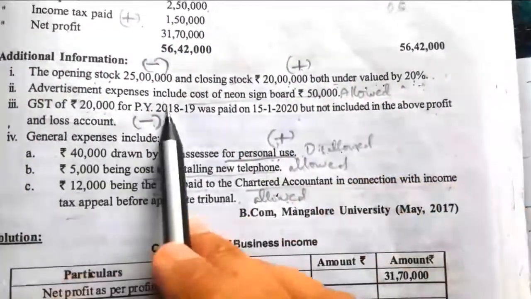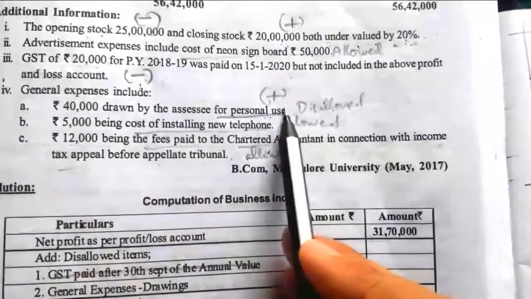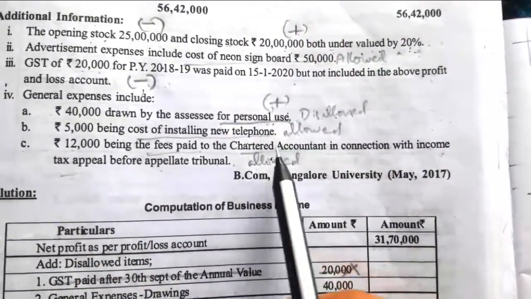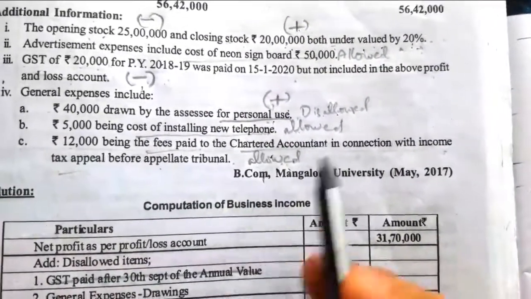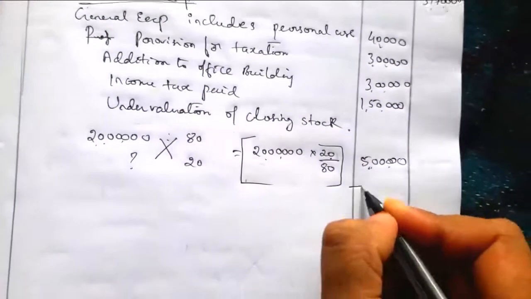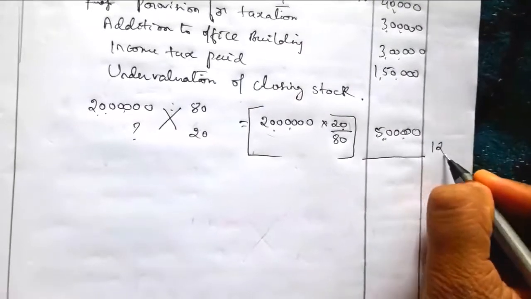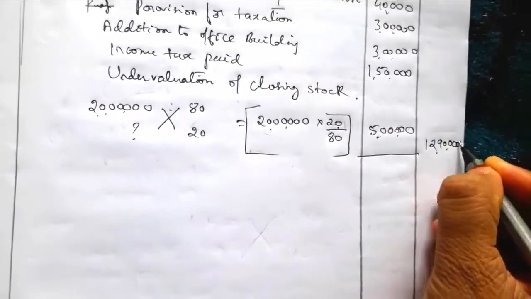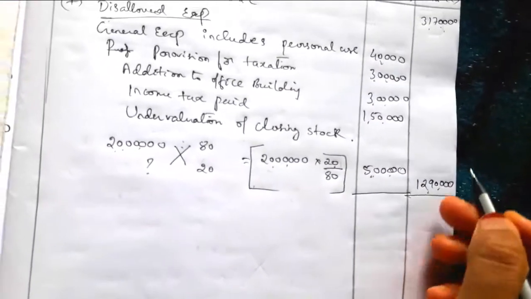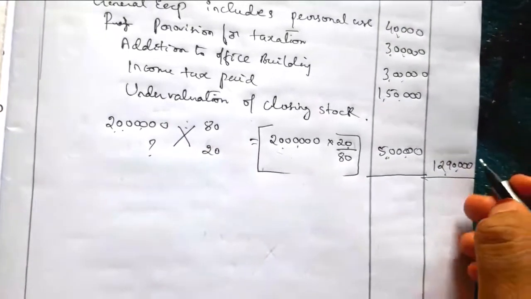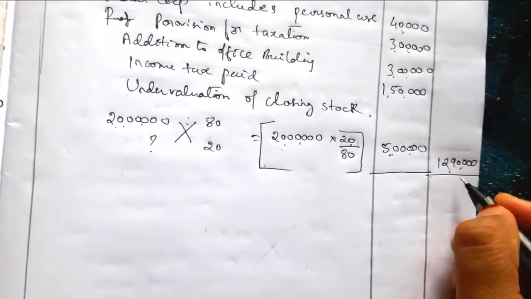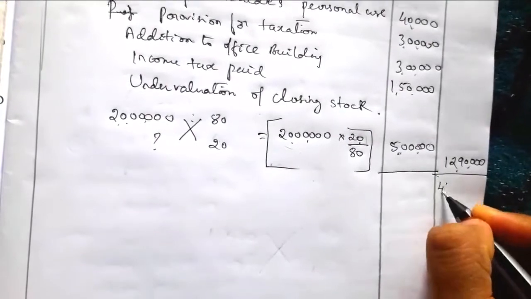This is over. GST paid we have to deduct. Then this is disallowed expenses taken. These both are allowed expenses, so there is no other amount. So the total is equal to 12,90,000. Next we have to add 31,70,000 plus 12,90,000, which is equal to 44,60,000.